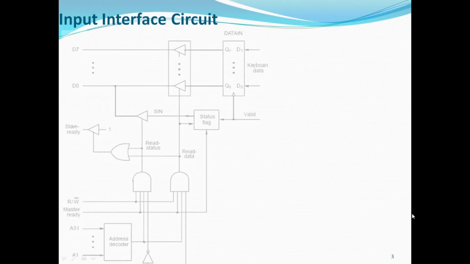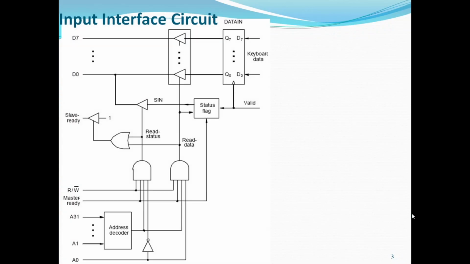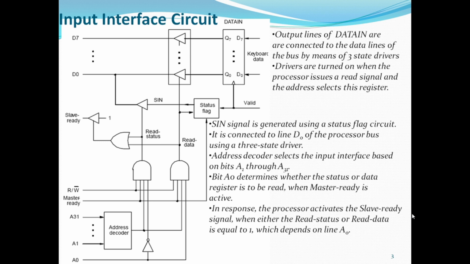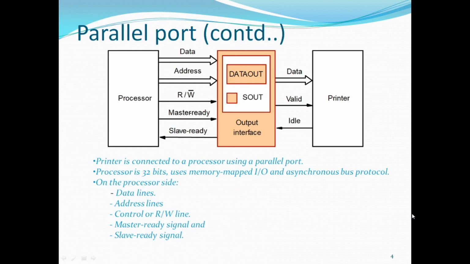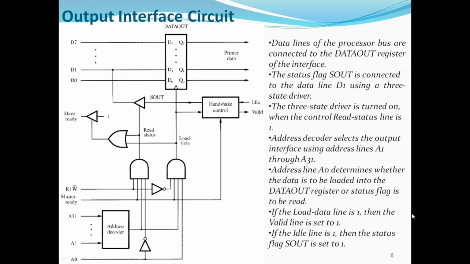So last class I discussed parallel port, and in that I discussed the input interface circuit in detail along with this particular diagram, and we have seen the configuration of this input interface circuit. Along with that I also discussed one more diagram which illustrates the printer to processor connection, and how exactly the communication between the printer and processor happens through the different data lines or channels. I hope the concepts are clear.